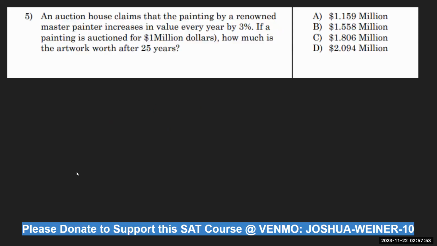Question number 5. An auction house claims that the painting by a renowned master painter increases in value by 3%. If a painting is auctioned for $1 million, how much will the artwork be worth after 25 years? Well, another classic compounding value. Here we have the amount final will be 10 to the 6th times 1.03 as our base, an extra 3% after 25 years. Let's find out the multiplier. Well, just 3% growth, 1.03, but compounded 25 times is a multiplier of 2.09.